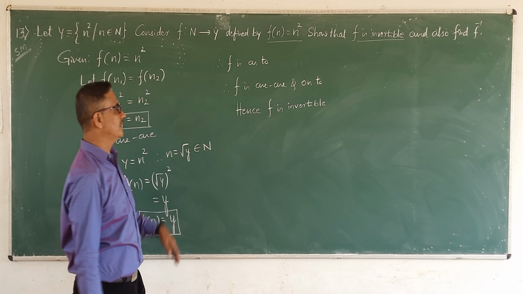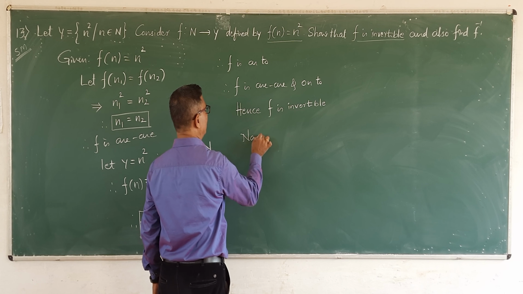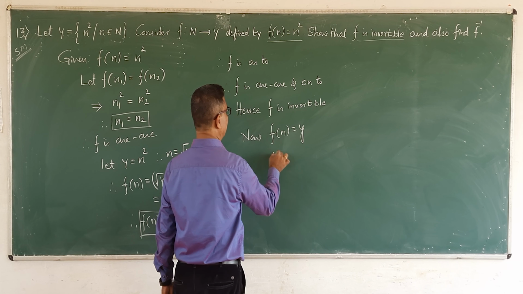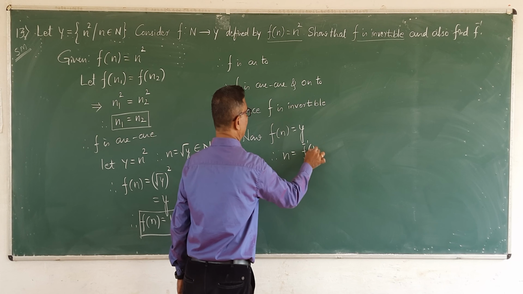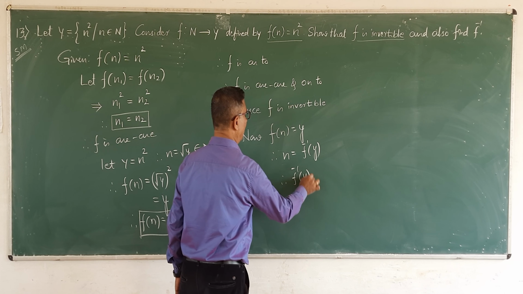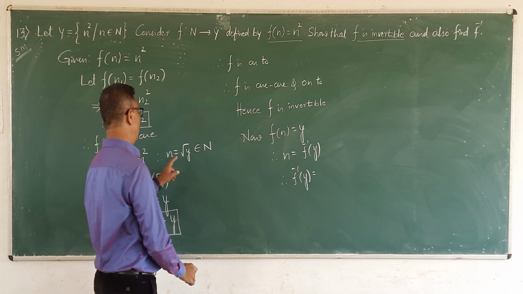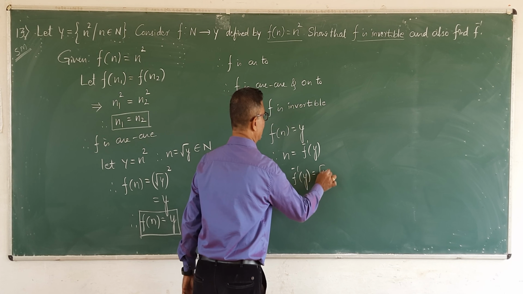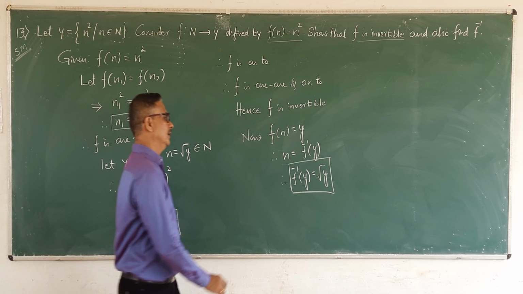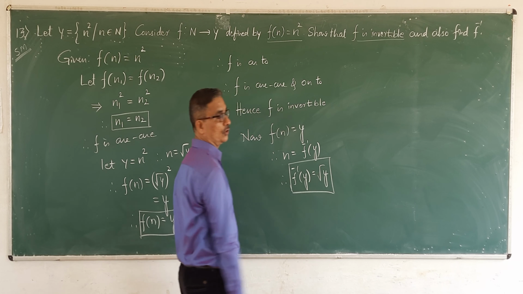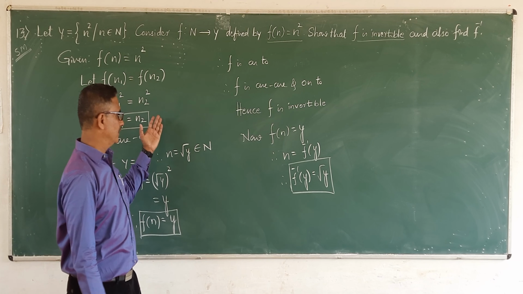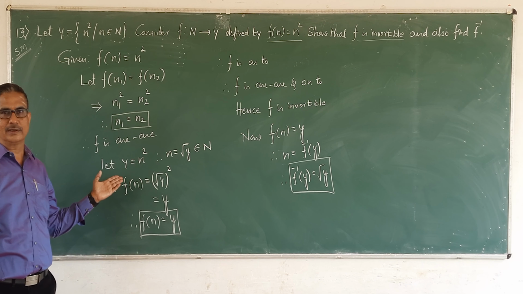Second part: also find its inverse. Now write directly. You know that f of n is equal to y, already verified. Using this, n is equal to what? The inverse image of y. Therefore, the inverse image of y is equal to n, but the value of n is root y. So f inverse of y is equal to root y, whereas f inverse of n is equal to root n, and f inverse of x is equal to root x. That is a 5-mark question, a very simple problem. Clear, students?